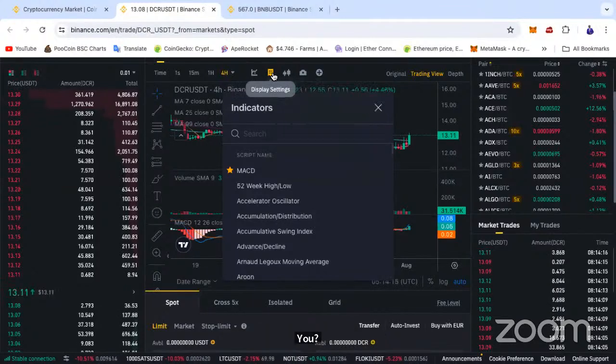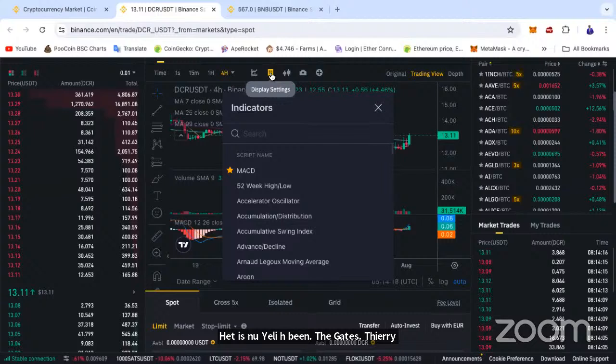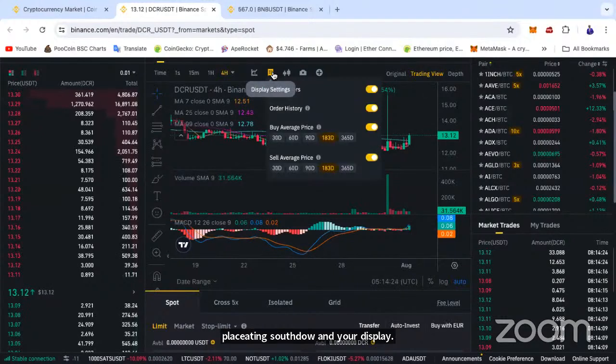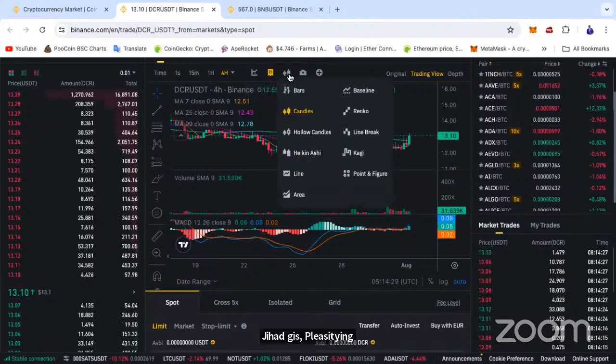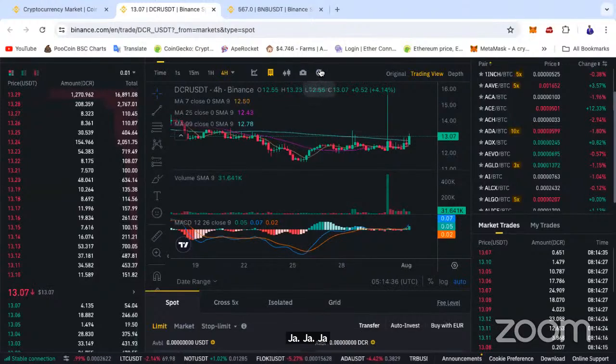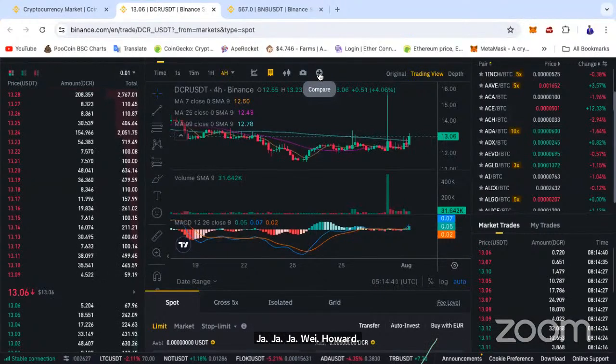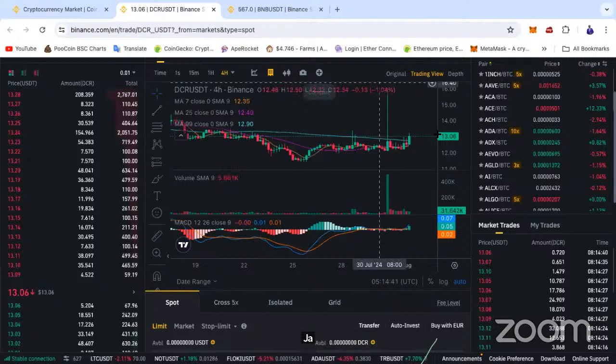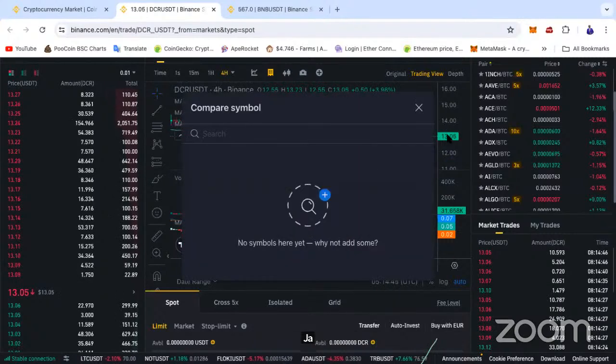Here we have display settings. How do you want your display to look like? Here we have candles. Here we have a snapshot. Here we have a compare, but I don't need it. I don't want to compare anything.